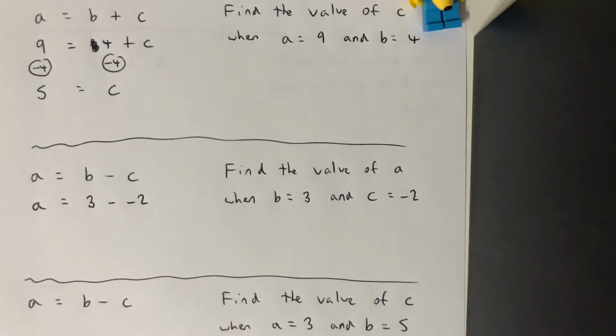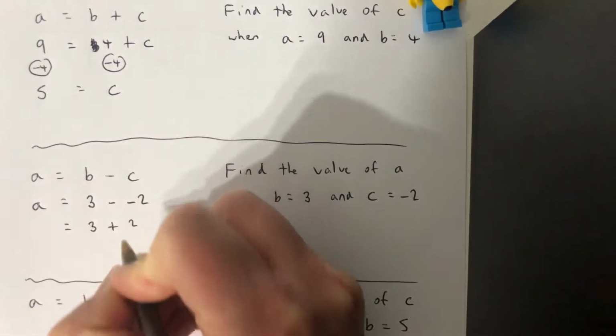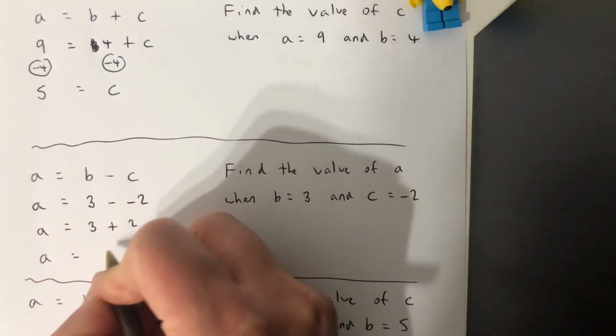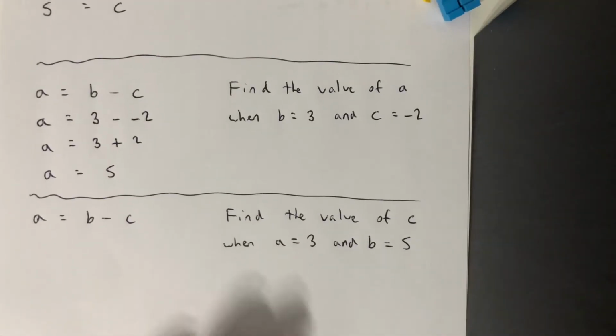So, we've done this a few times. What does minus 2 mean? Minus 2 means plus 2, so we can swap that with 3 plus 2, so A equals 3 plus 2. Therefore, A is 3 plus 2, which is 5. Again, pretty simple. All right, this last one, we're going to find the value of C this time.